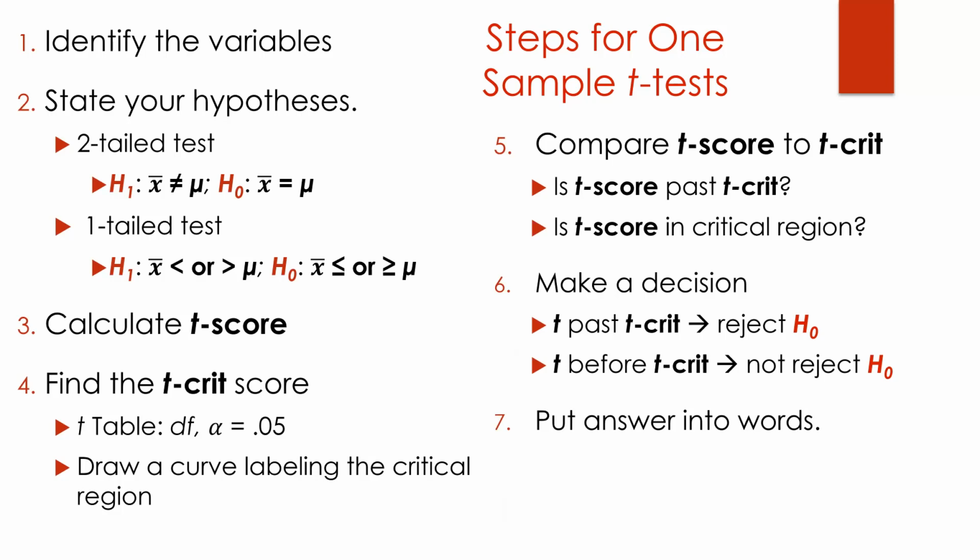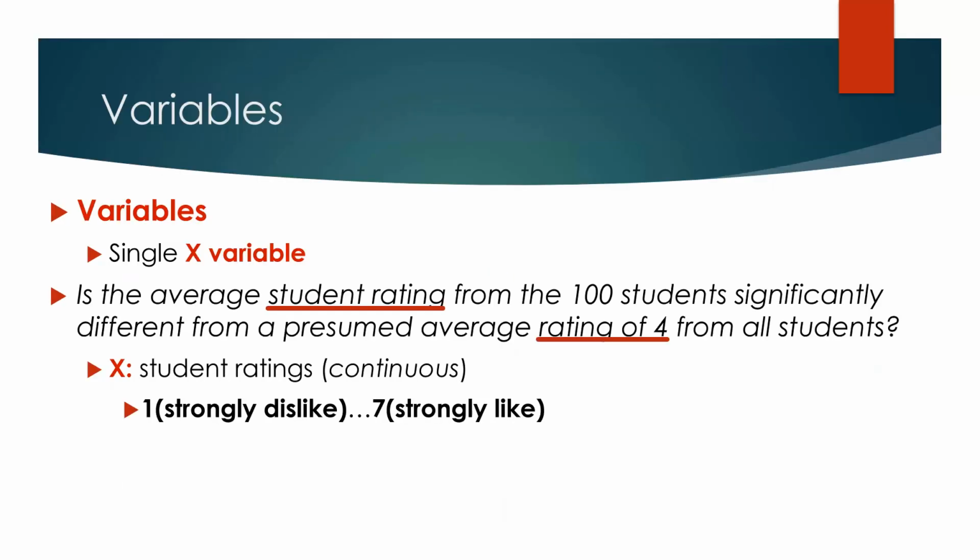All right. So again, if you remember them from the chi-square, then it shouldn't be that hard to remember the process for the t-test, especially the one sample t-test. Now, remember, we have our variables here. That's our first step. So our x variable is student rating, and we measured it on a scale of 1 to 7, continuous scale, so continuous data.